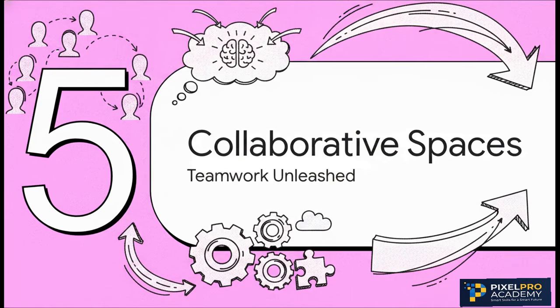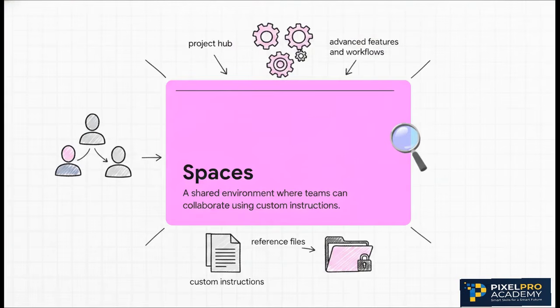Finally, Section 5, Collaborative Planning in Spaces, Teamwork Unleashed. All right, so here's where we move from solo research to team collaboration, and this completely flips the dynamic of how you use AI. Spaces essentially act as a dedicated, shared project hub. So instead of your AI chats living in this isolated little silo, you can create a shared environment where multiple people can work together. Inside a space, you can attach specific reference files and apply overarching, custom instructions that will govern every single prompt anyone runs within that specific thread.